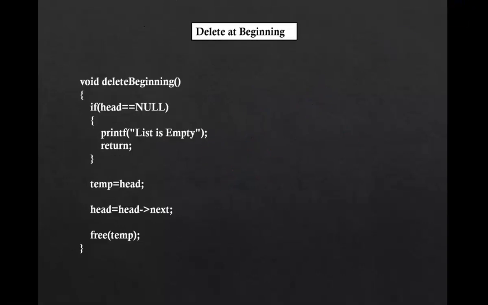Let's understand the code for this. The code says if head is equal to null, the list is empty, and you return. Otherwise, you make temp point to head, make head point to the next node, and free temp. That's it. Let's understand the logic better with the help of an example.